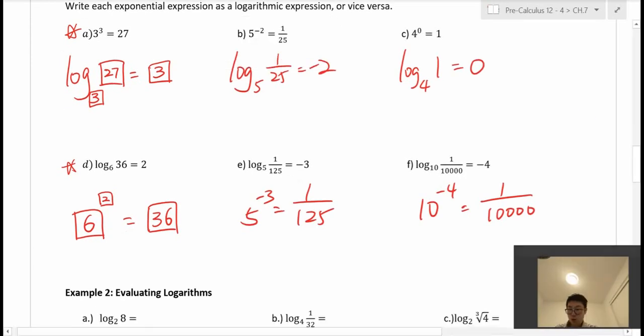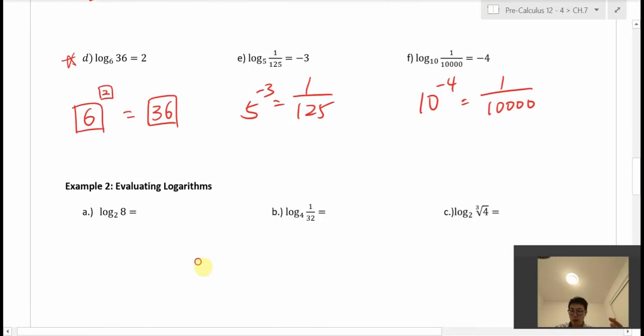Okay, so hopefully these are the results that you got. Again, it's just basic practice of changing the forms. It's quite important because you'll know in the next part, we're gonna switch forms to actually evaluate, okay? Because we're still not quite used to logs. So I think if we can change it to power form, it's easier for us to grasp the idea and be able to evaluate.